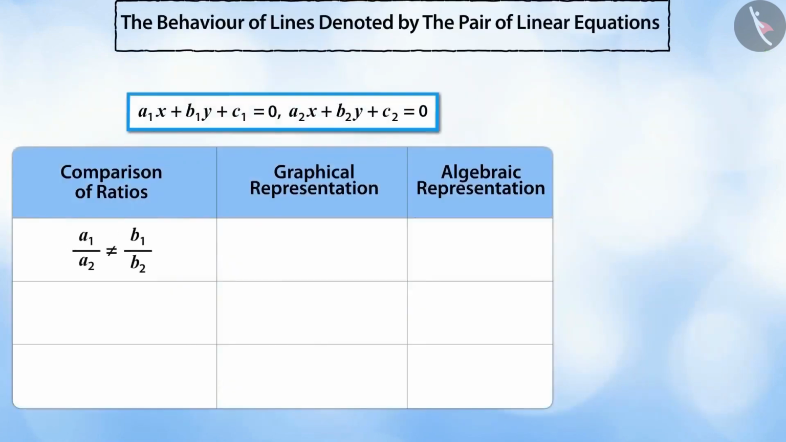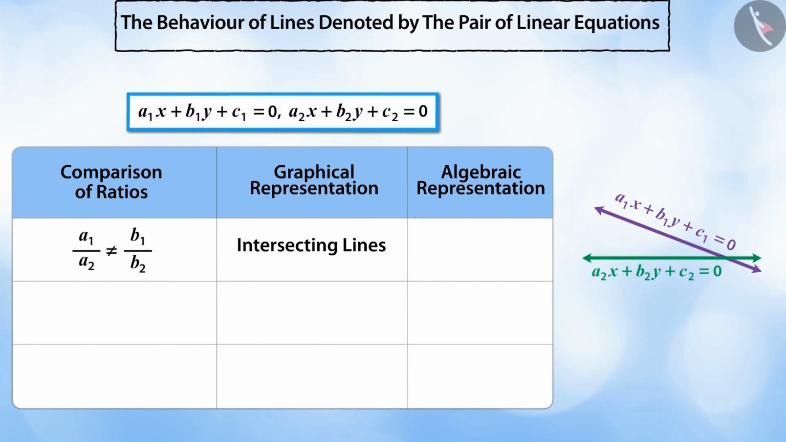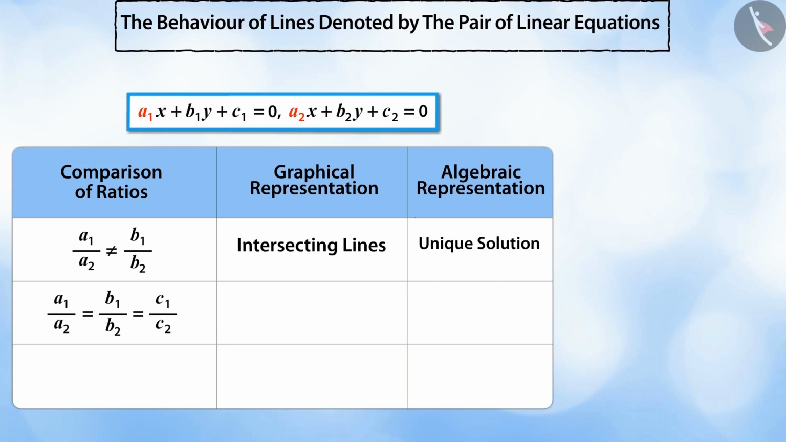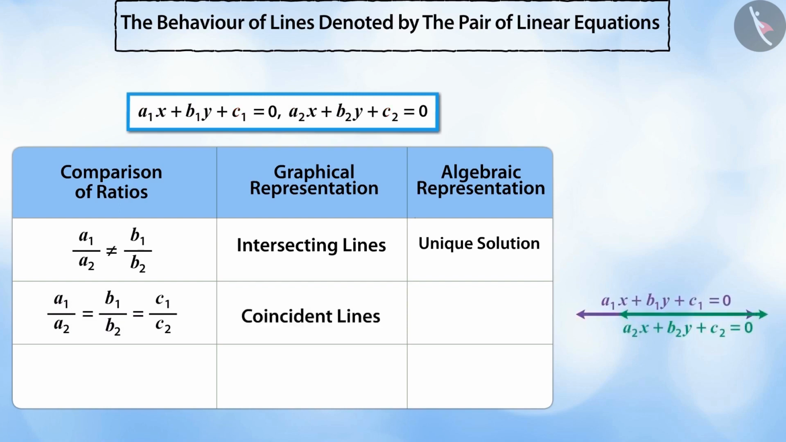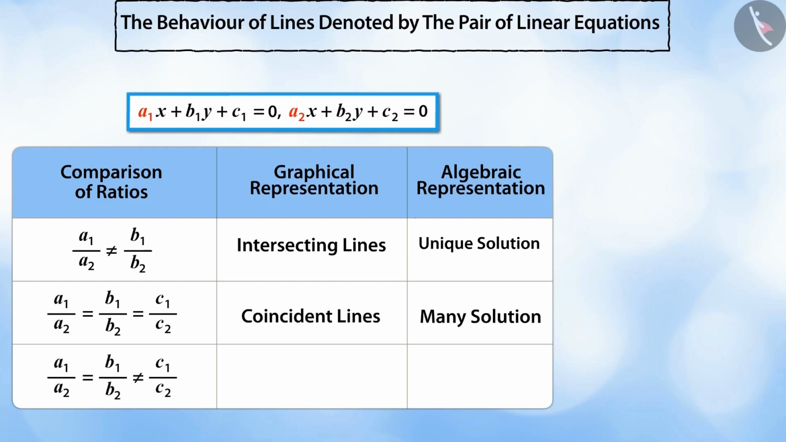If the ratio of the coefficients of x in the pair of equations is not equal to the ratio of coefficients of y, the lines denoted by the pair of equations will be intersecting lines. In this case, the solution to the pair of equations is the unique solution. If the ratio of the coefficients of x, the ratio of the coefficients of y, and the ratio of the constant terms are equal, then the lines are called coincident. In this case, there are infinite solutions for the pair of linear equations.